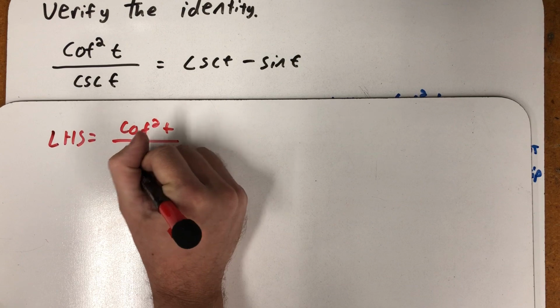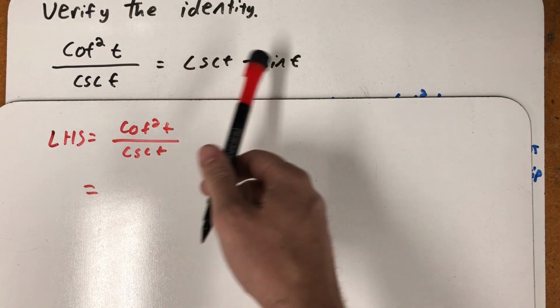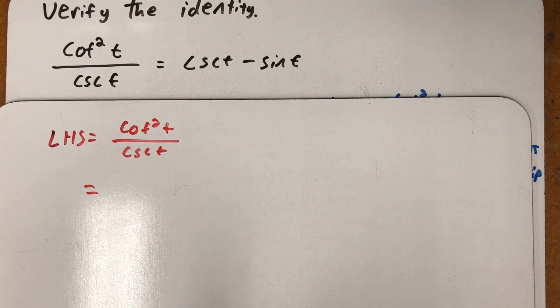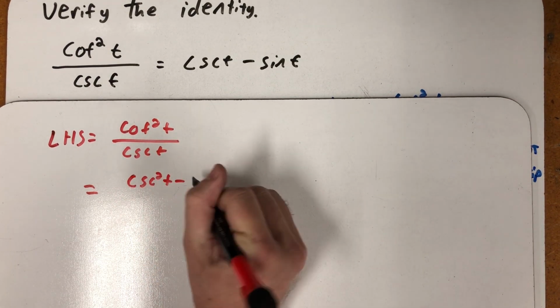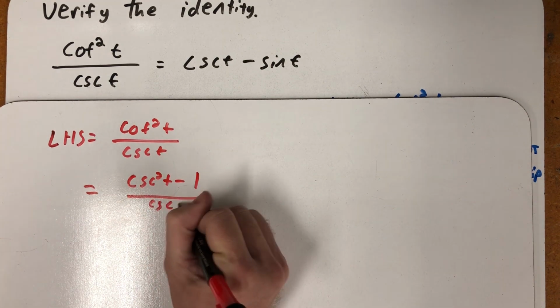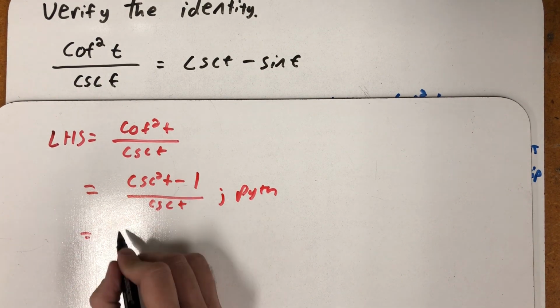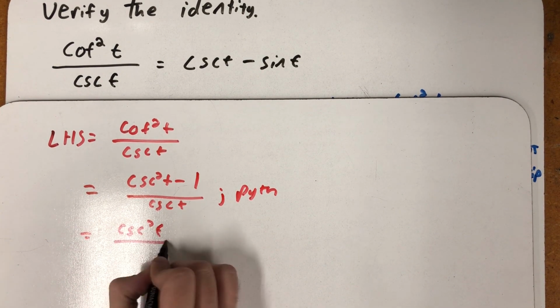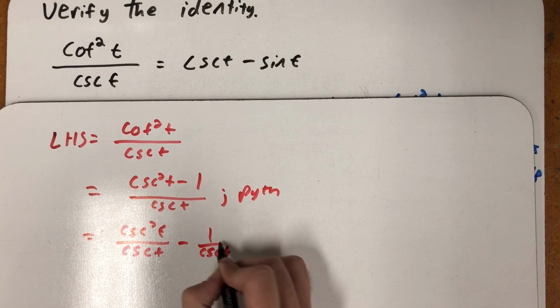Every trigonometric identity you ever meet has more than one way to be verified. What I want to use here on top is a Pythagorean identity. And the reason I might think to do that is because the right-hand side is a difference. And cotangent squared t happens to be equal to cosecant squared t minus 1. Leave the bottom alone. So I've used a Pythagorean identity. Well, now if I just do the division, where I divide everything by cosecant of t, I'll be done.